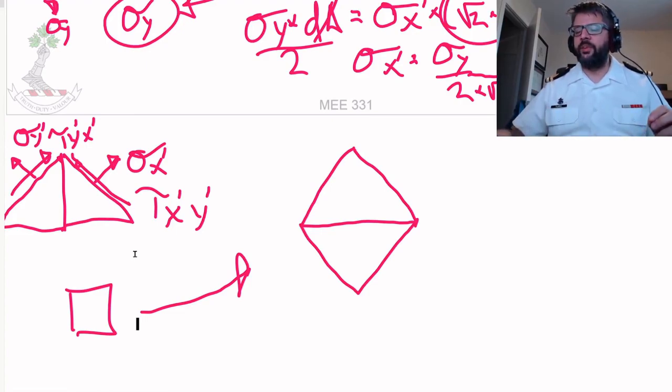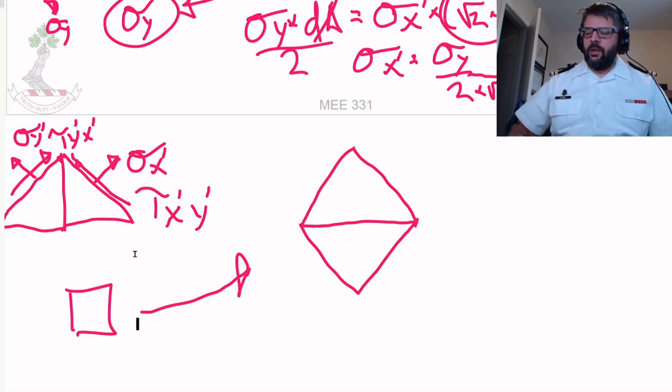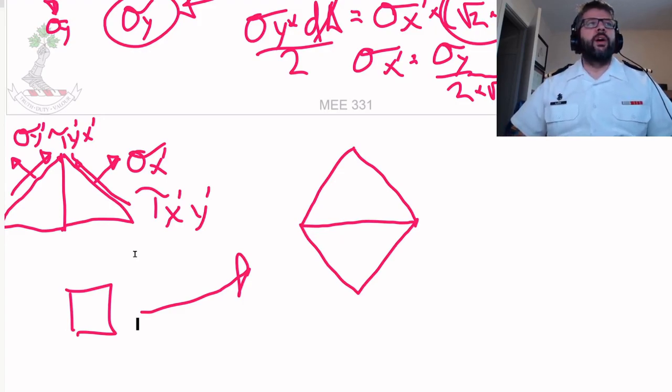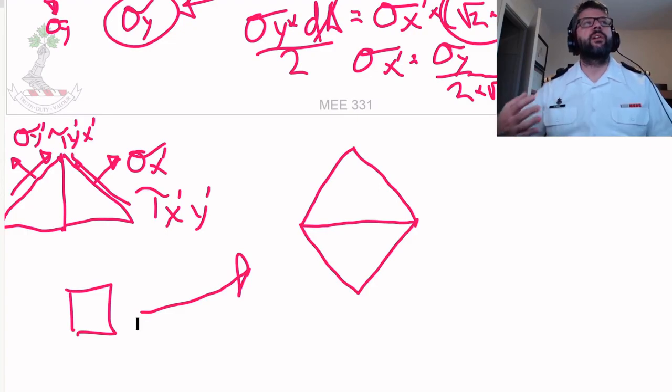So again, we'll be using those later on, but for now, just keep in mind that the selection of your coordinate system does matter quite a bit for how you're going to end up calculating your stress state. That's it for now.